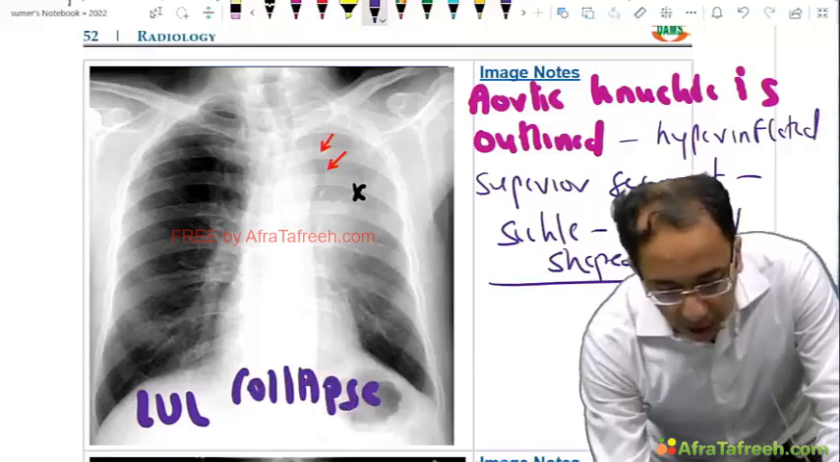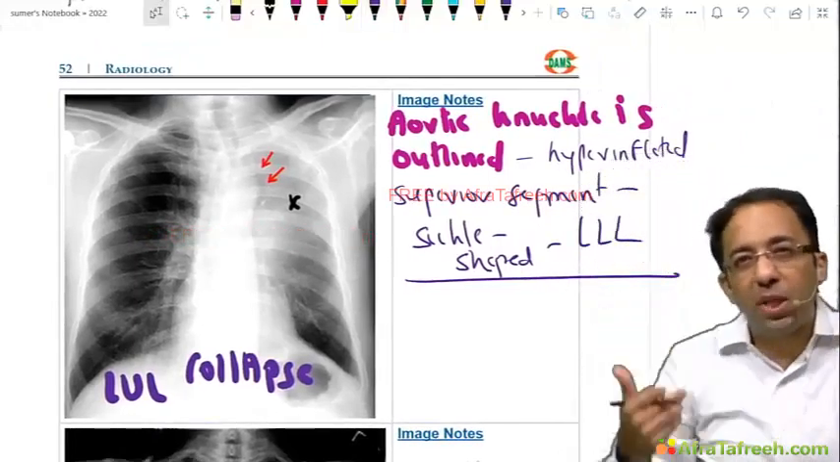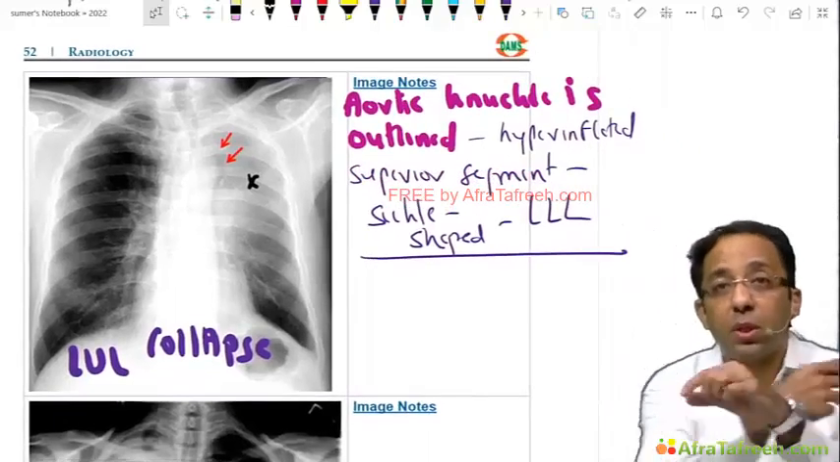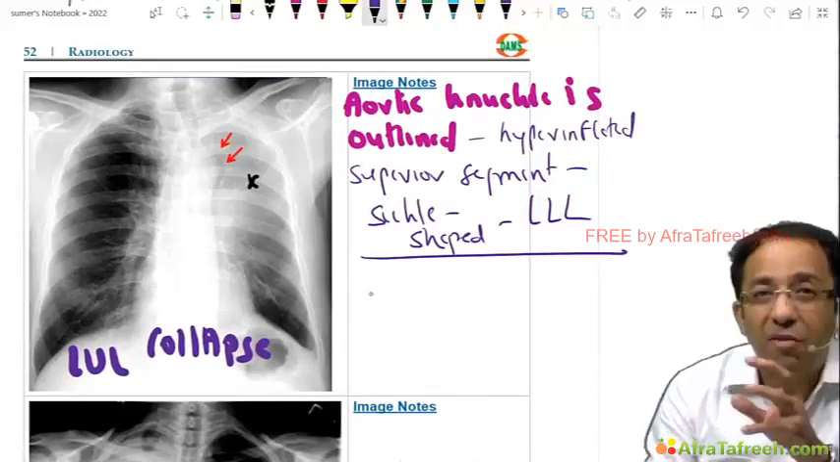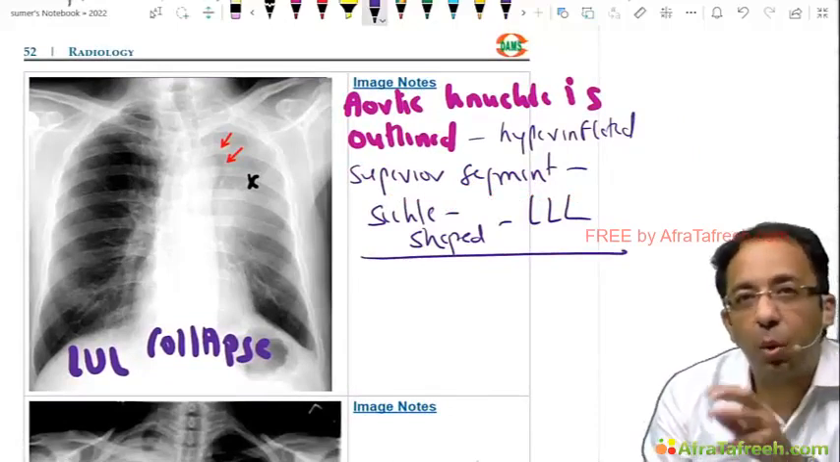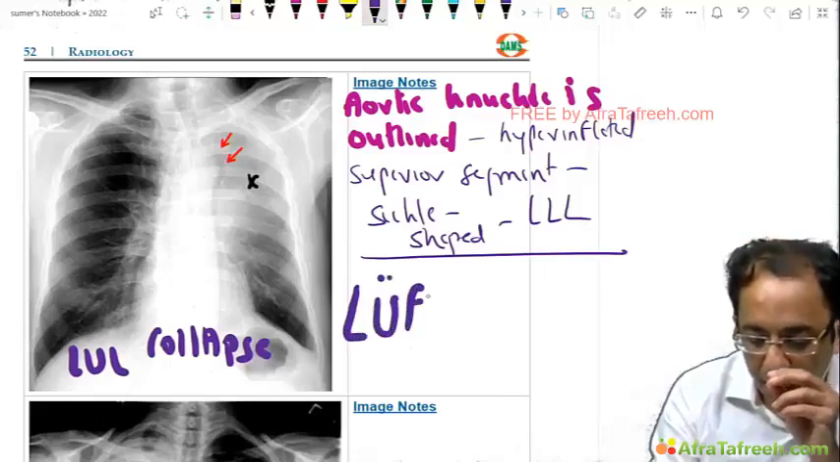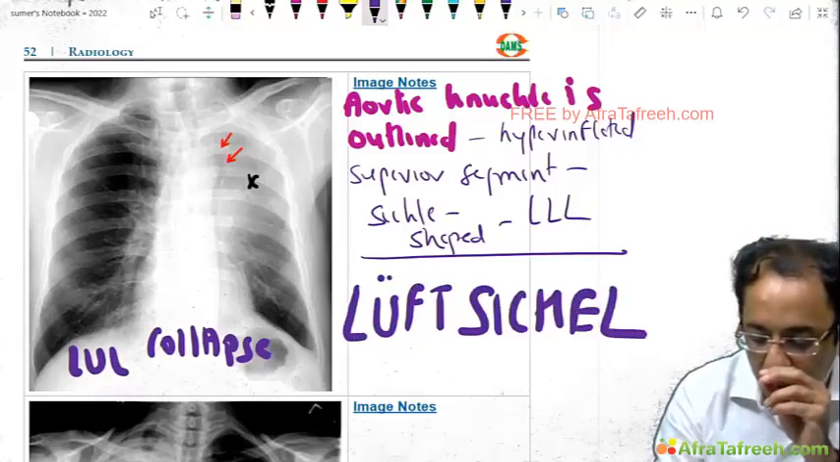Are you clear? Many times I see first year PGs, second year PGs might be missing this lesion. Very important. Because this is so important, it has been given a name. This is an air-filled hyperinflated segment outlining the aorta. Air in German is called Luft. Sickle is called Sichel. This is called the Luft Sichel sign.